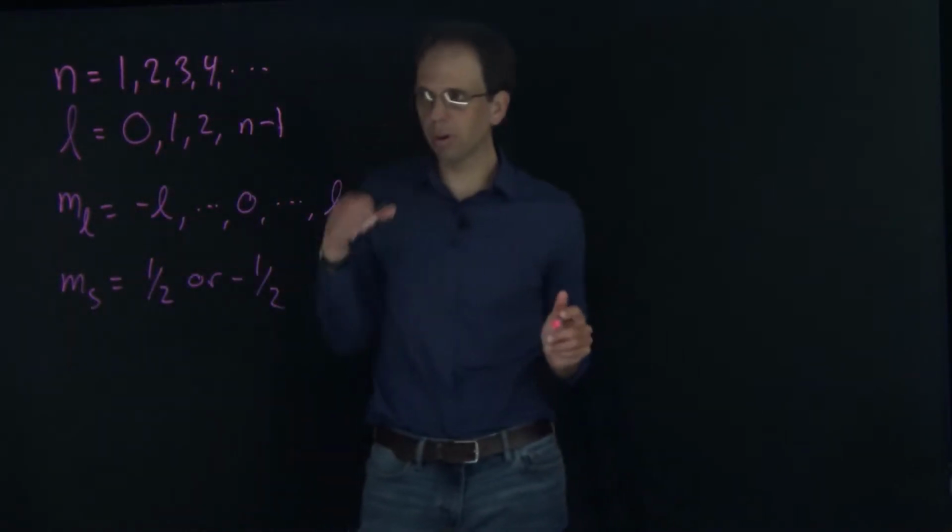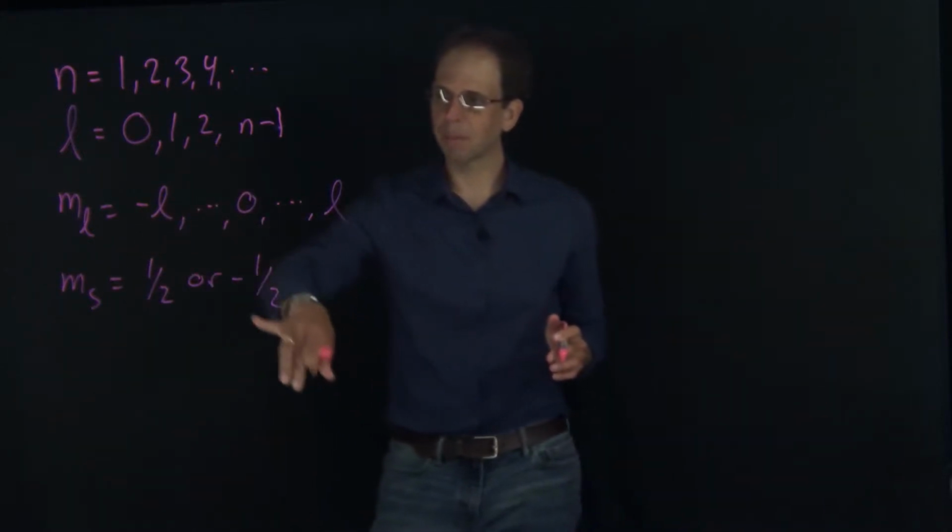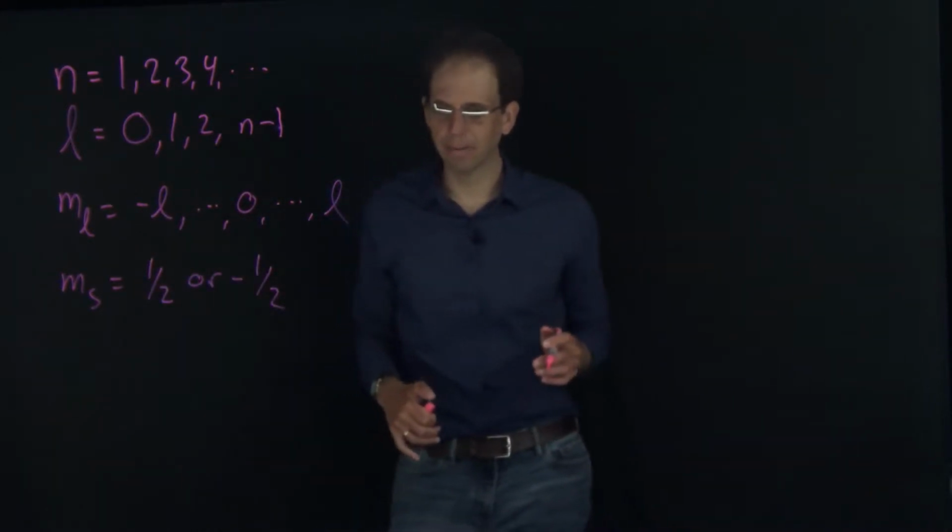And then finally, we have the spin quantum number, m sub S, which is either 1/2 or negative 1/2. So those are our four quantum numbers. And again, this last one corresponds to spin up or spin down, depending on whether it's positive or negative 1/2.